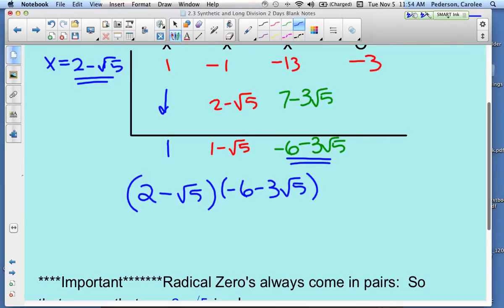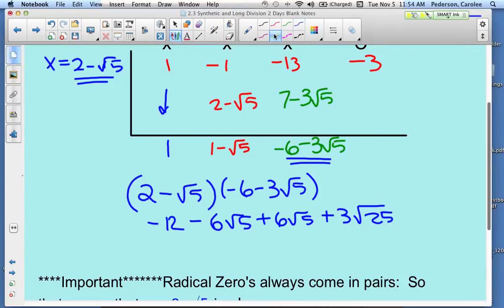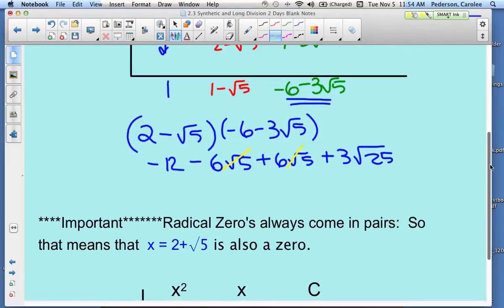Well, we FOIL again. Positive 2 times negative 6 is negative 12. 2 times negative 3 square roots of 5 is negative 6 square roots of 5. And we go to inside, we get positive 6 square roots of 5. And then we go to last. Nice thing happens is the middle terms will cancel out. And then square root of 25 is 5.